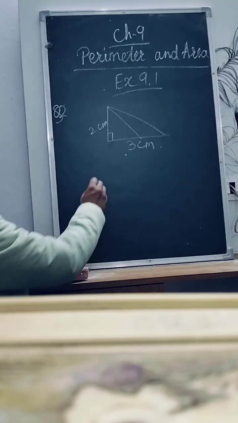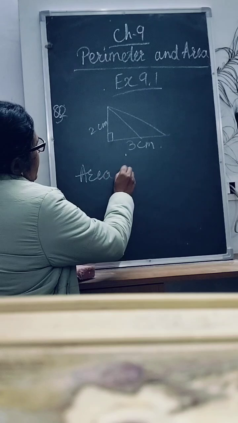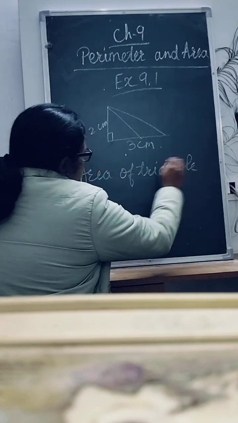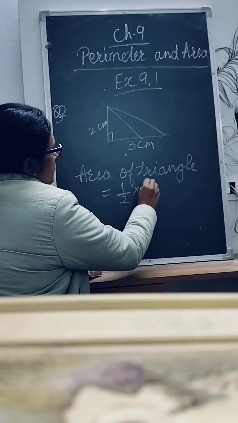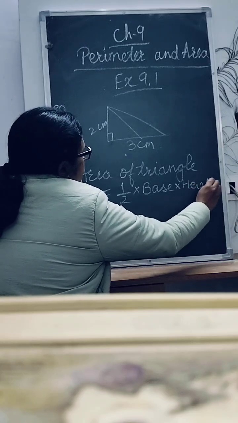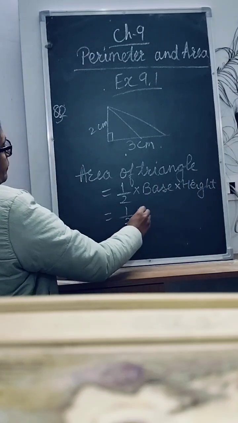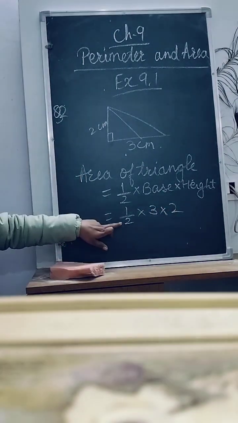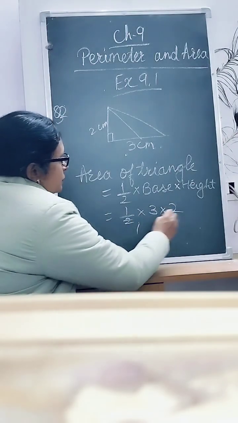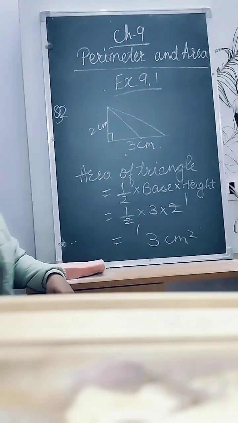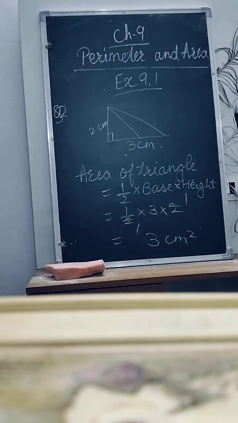Okay? So, area of triangle, the formula you should remember, is equal to half into base into height. Base is 3, height is 2. Okay? 2 will be cancelled with 2. 2 ones are 2. 3 centimeter square is your answer. Okay? So now let us do question number 3.